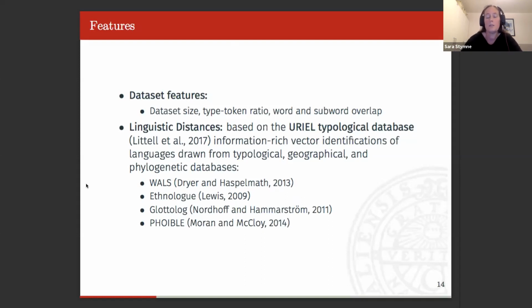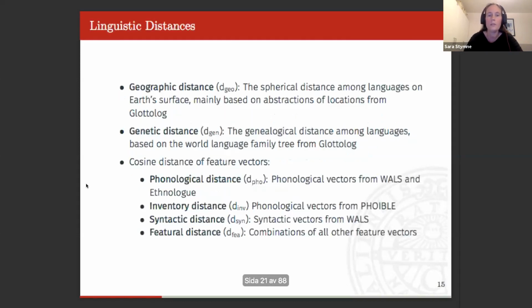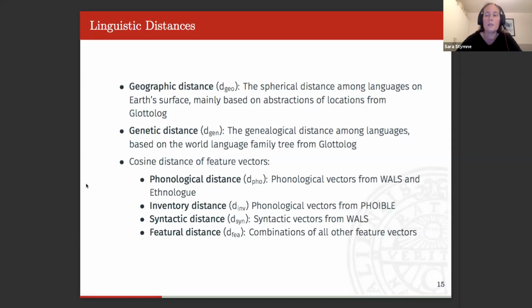And of course, this requires you to actually have some data for the target language, which is not always the case. But then they also use different linguistic distances based on the URIEL typological database, which has vector identifications of languages drawn from different linguistic databases like WALS, Ethnologue, Glottolog, and PHOIBLE. So the distances they used there was geographic distance. So this is, of course, a little bit of an abstraction because it's hard to pin down exactly where a language is spoken in many cases, but it gives some kind of measure about how close areas where the language is spoken are. Genetic distance, which is the distance in the world language family tree.